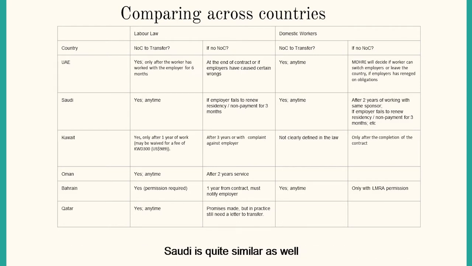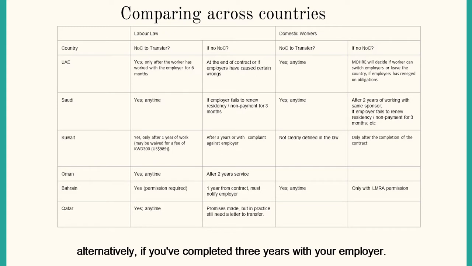Saudi is quite similar as well. If you can prove non-payment for 3 months. Kuwait, if there's a complaint against an employer. Alternatively, if you've completed 3 years with your employer. In Oman, if you've completed 2 years of service. In Bahrain, if you've completed 1 year of your contract, but you've still got to notify your employer, even if you don't need to necessarily get their permission.